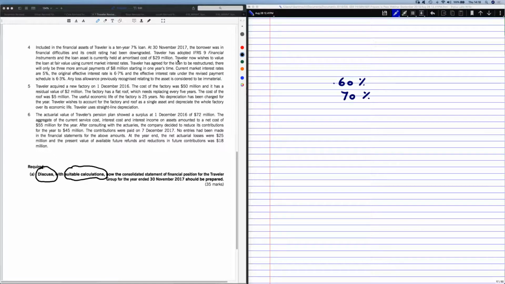Now, it says here, Traveller now wishes to value the loan. Let me get my little ruler out here and just underline this. Traveller now wishes to value the loan at fair value using current market interest rates. Tell me this, please. Can Traveller now switch from measuring the loan asset, the financial asset, from amortized cost to fair value? And it doesn't matter whether it's fair value through P&L or fair value through OCI for this question. Is it possible for Traveller to now reclassify this loan from amortized cost to fair value?